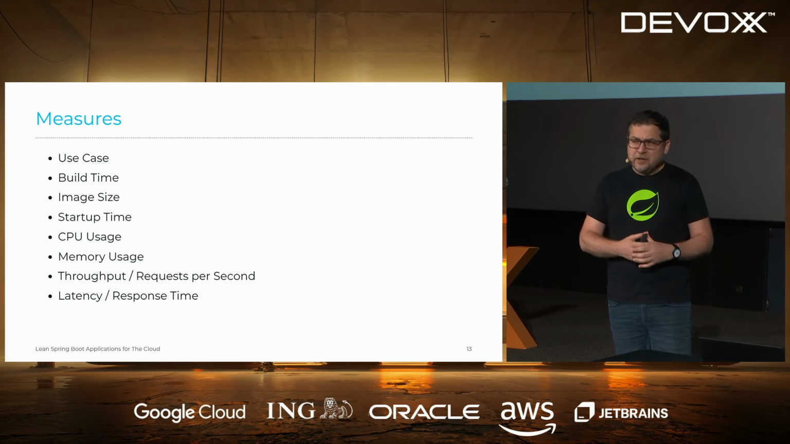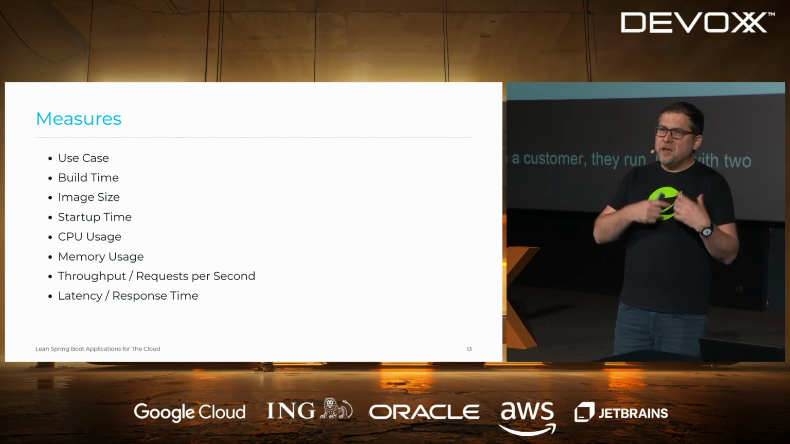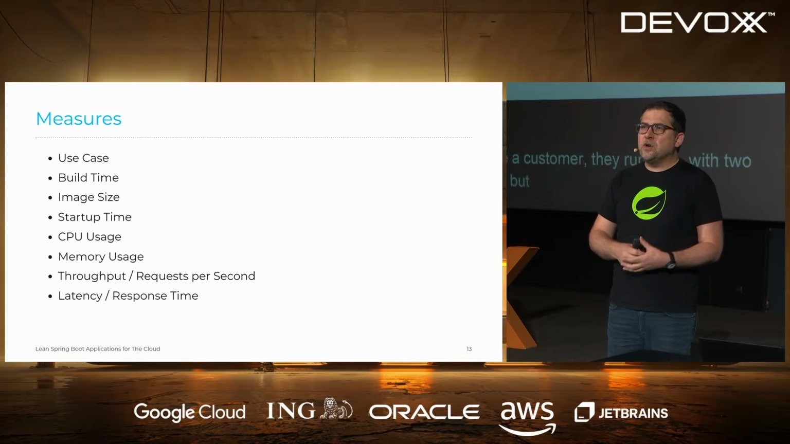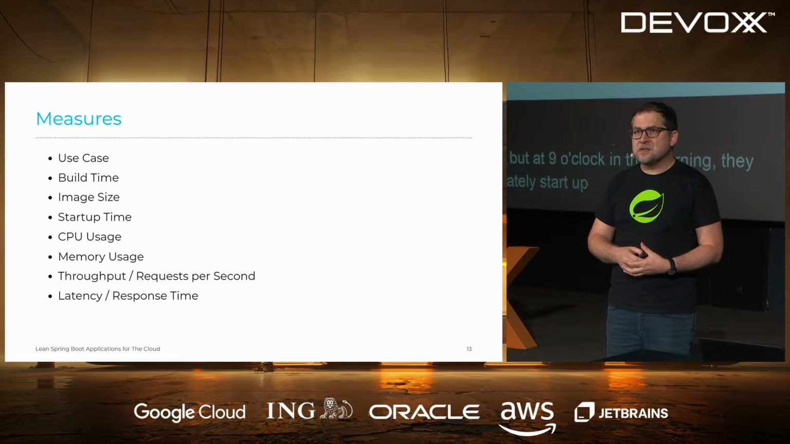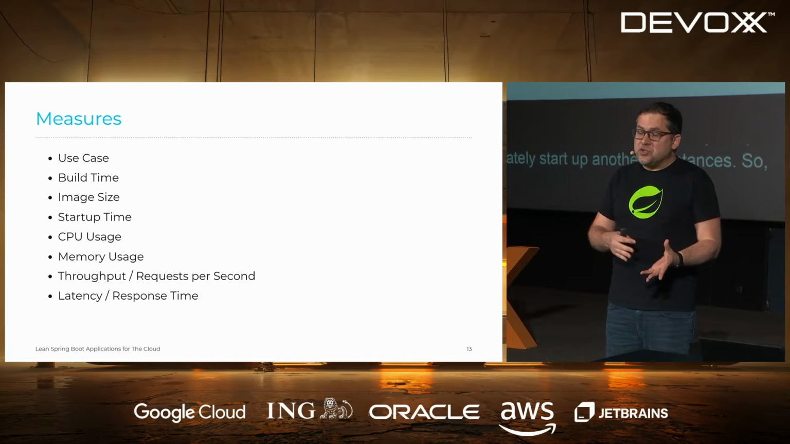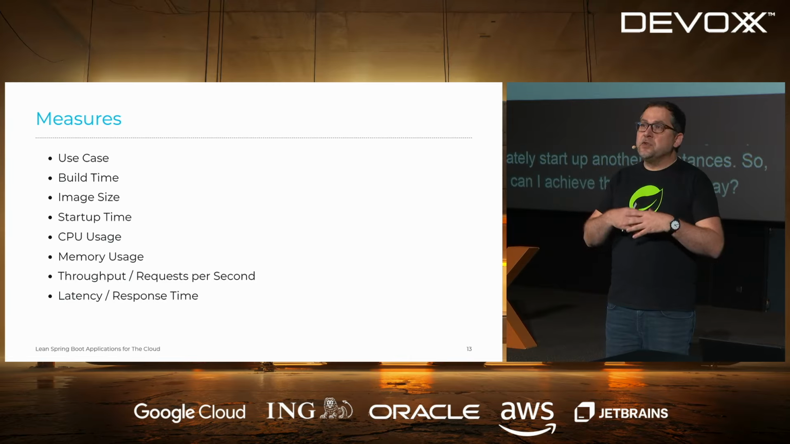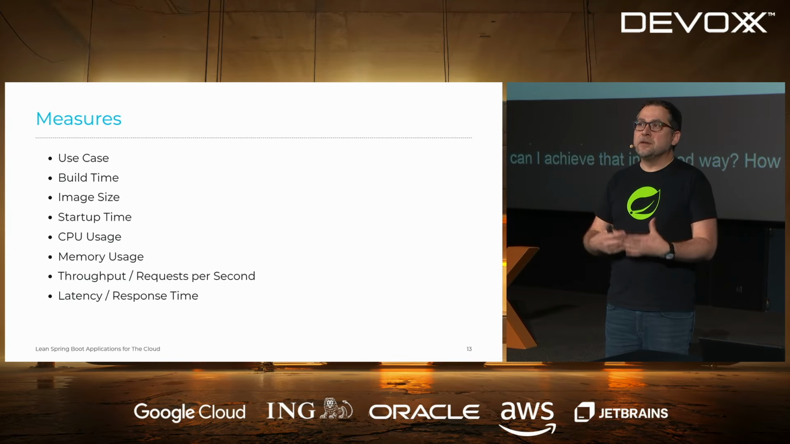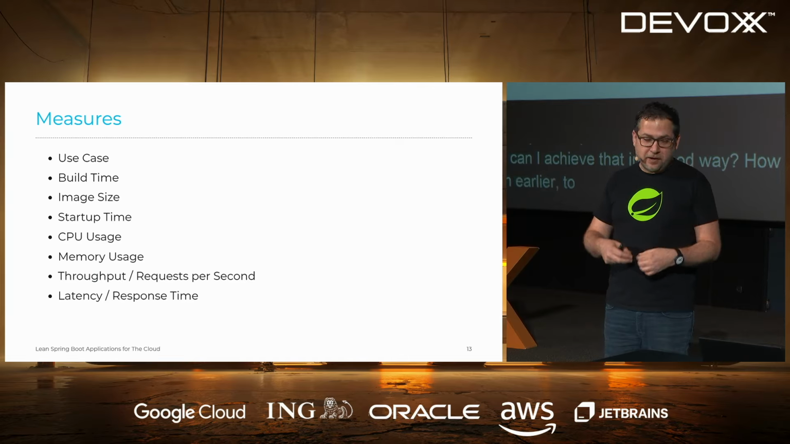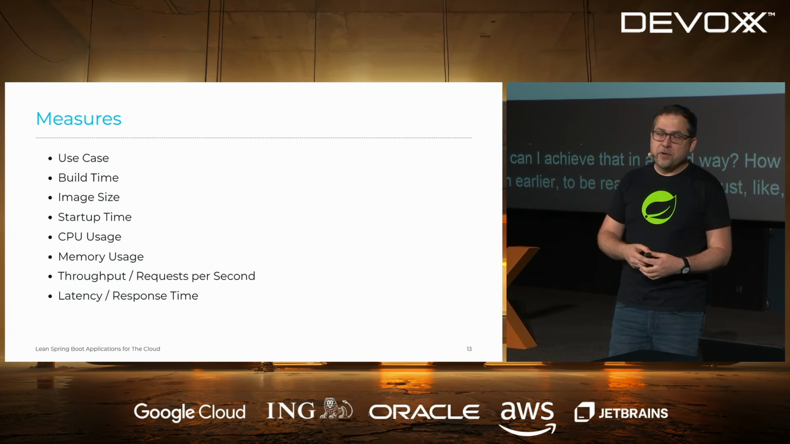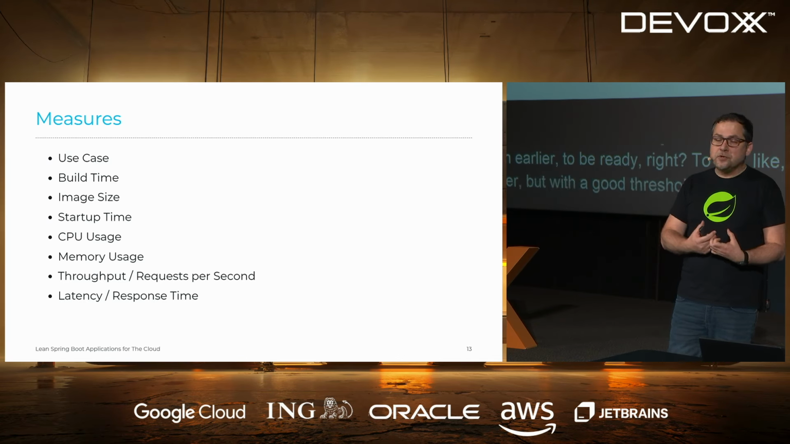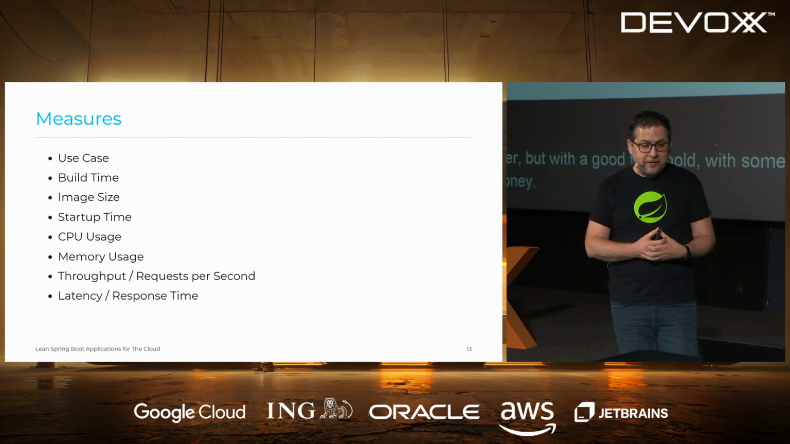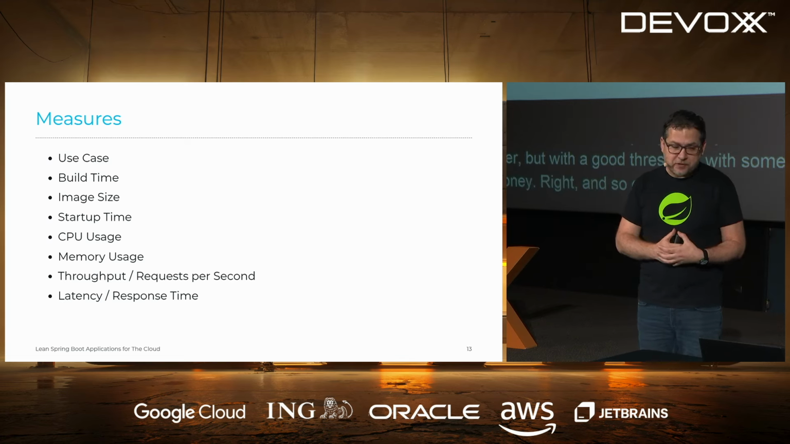I have a customer who runs with 2 instances throughout the day, but at 9 o'clock in the morning they have a peak. They need to immediately start up another 6 instances. So the question is, how can I achieve that in a good way? How to not start 6 instances from 5 to 9 or even earlier to be ready, right? Maybe use the horizontal autoscaler, but with a good threshold. With some threshold, you can actually save money, right? And so on. So startup time might matter as well.